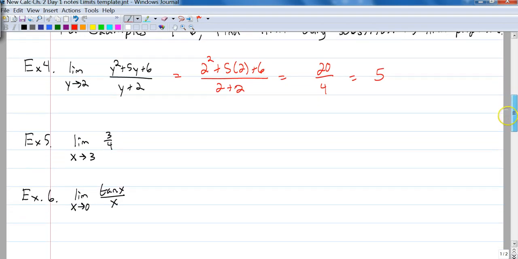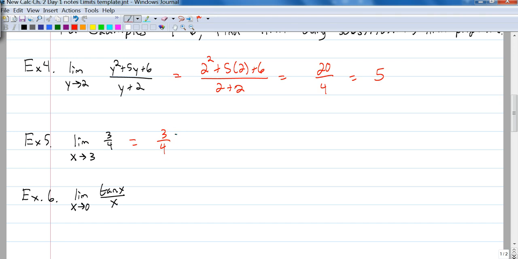For example 5, I want to know what the limit is as x goes to 3 of the function 3/4, or y equals 3/4. Well, basically that's like saying I have a horizontal line of 3/4, and anywhere you go on that line, you're going to have a value of 3/4. So even when you're approaching 3, the value doesn't change. The limit will still be 3/4.